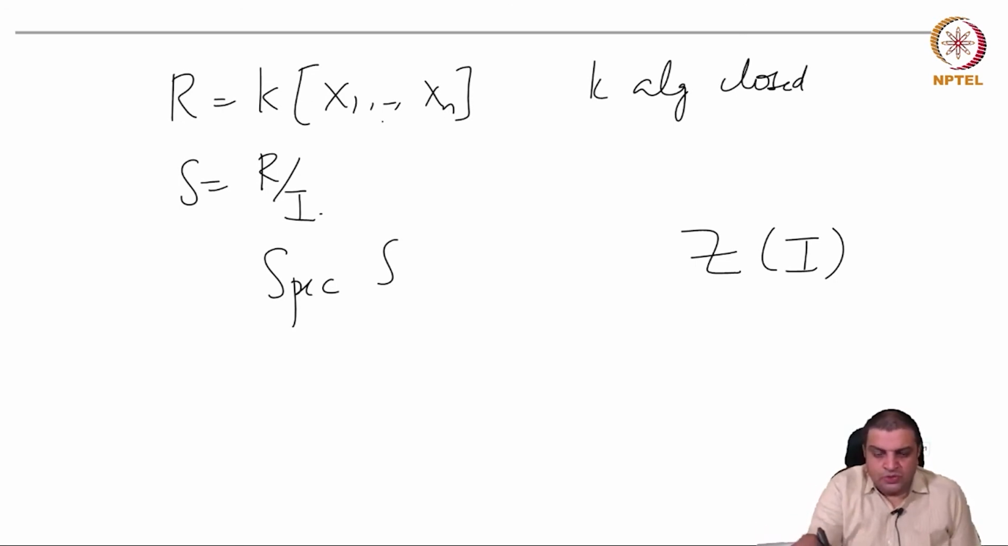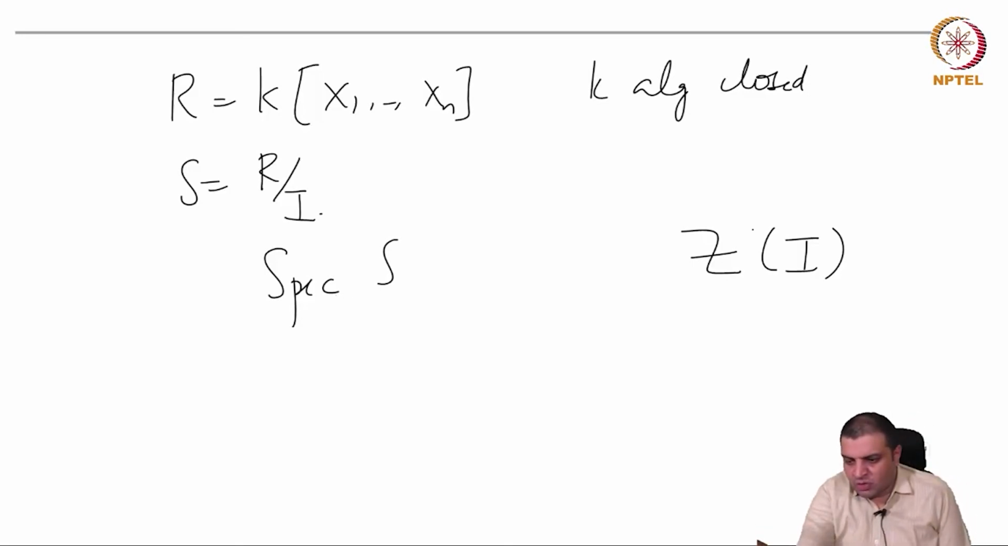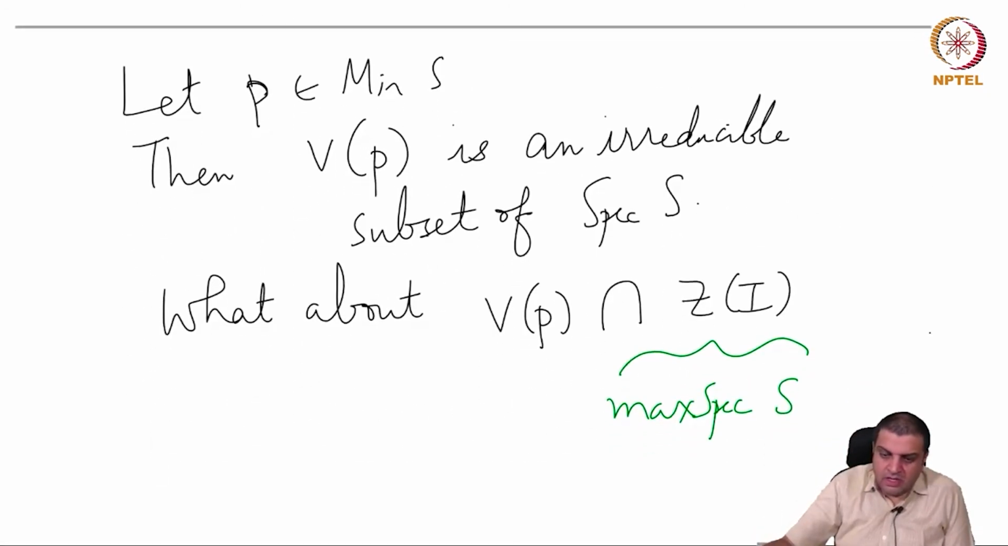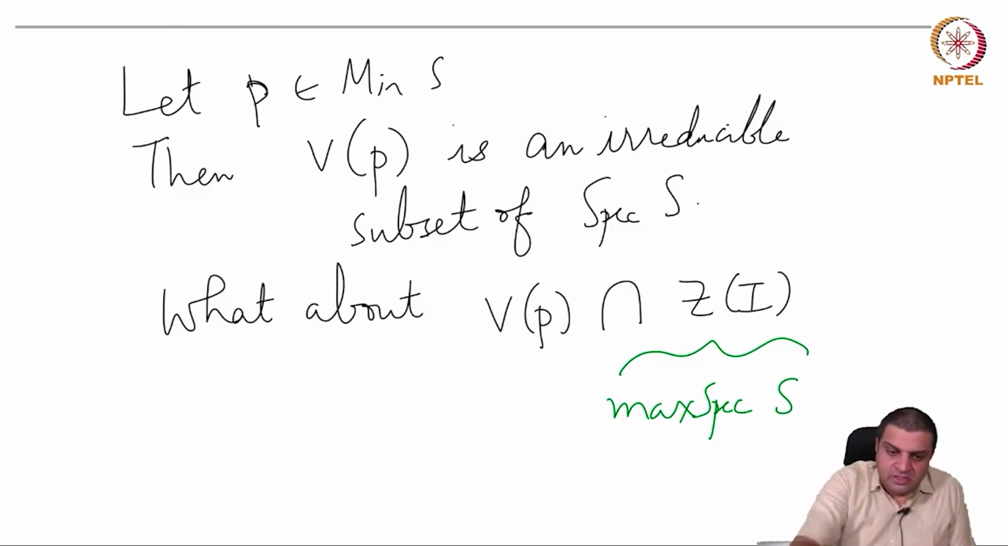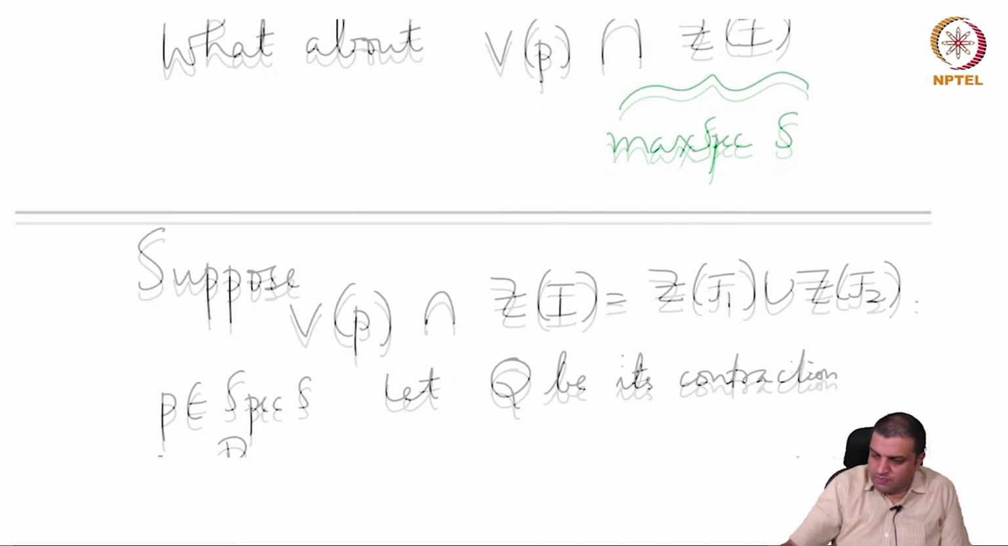We have an algebraically closed field, and S is R mod I, where R is a polynomial ring, and we have two sets that we have discussed so far with topology: the Zariski topology on this, and the induced Zariski topology on this when it is identified with the maximum spectrum of S. And we ask, if you have an irreducible subset of spec S, does its intersection with the max spec give an irreducible subset of the max spec? So that's what we are asking here. Is V(P) intersect Z of I irreducible? The assumption was that V(P) is irreducible. Is it irreducible here? That's what we want to know.